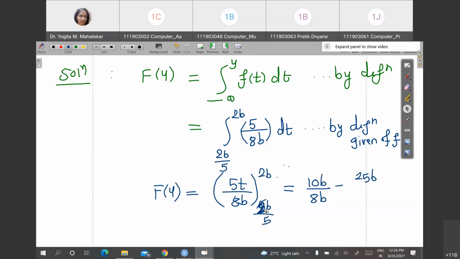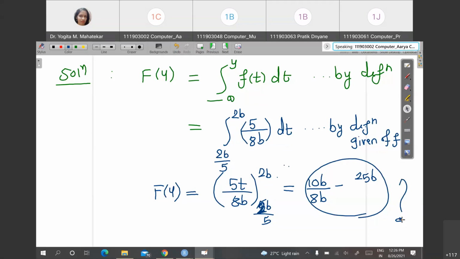Something is wrong. Tell me the calculation, upper limit minus lower limit. 10b upon 8b minus what? Yes, what is the answer? What is the answer of this integration? Write down your answer in the chat box. Is your answer 1? Constant 1?